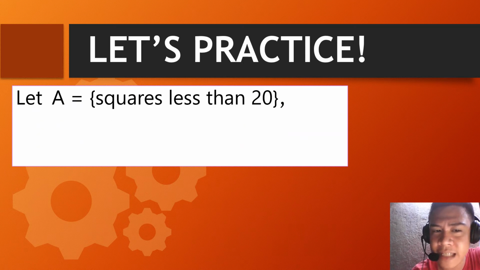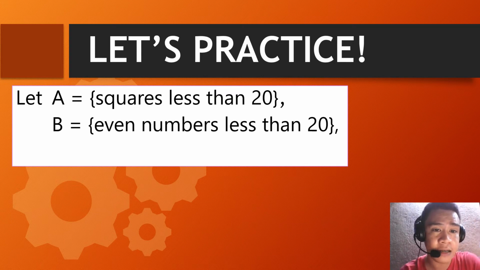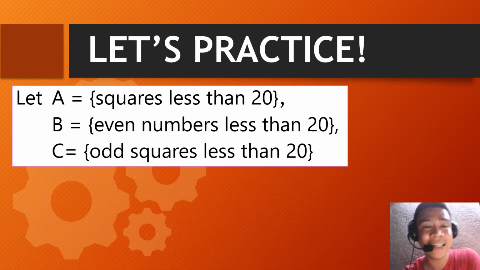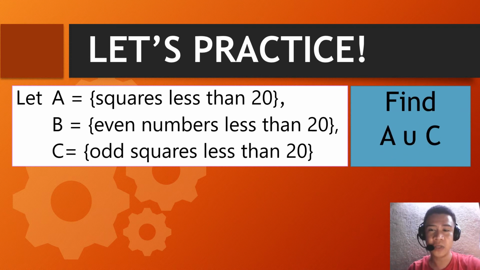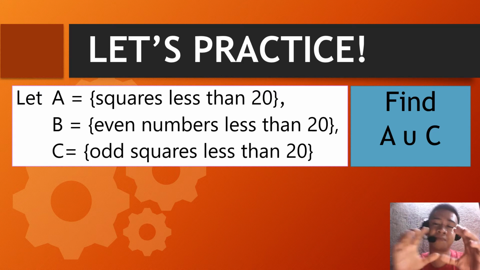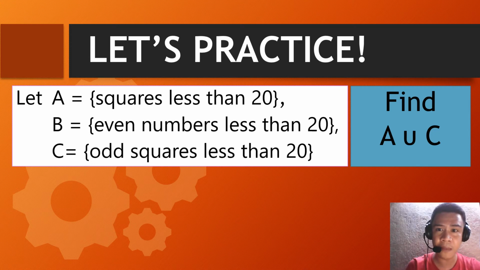Let A be a set of squares less than 20. Set B is a set of even numbers less than 20. And C is the set of odd squares less than 20. The first question is, find A union C. Okay, let's go back to union. Pag union, kailangan lahat ng elemento na makikita sa set A at set C ay pagsasamahin natin. So ano nga ba yung element ng set A? Sabi dito, squares less than 20. What are the numbers which are squares less than 20?